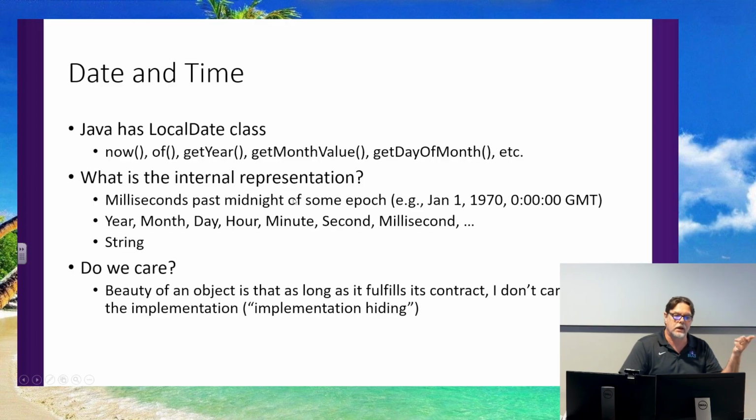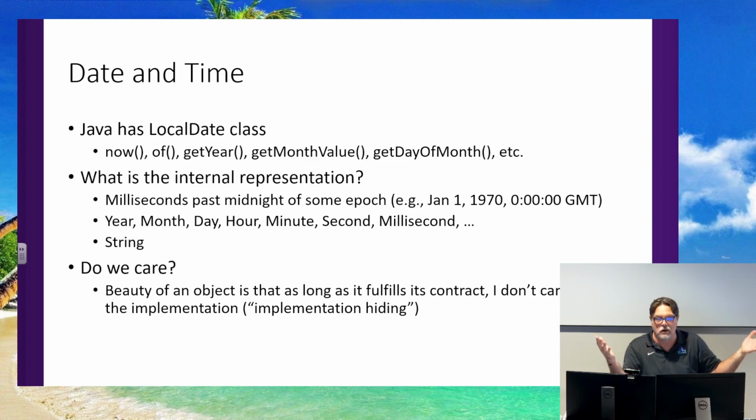But going back to our example here with the base pay thing and hiding the implementation, I just want to throw this out there. What is the internal representation in that local date object if you create an instance of it? Inside, is it holding on to some big number of seconds past some date, or milliseconds since January 1st, 1970? Or internally, does it have variables representing properties for year, month, day, hour, minute, second, millisecond, etc.? Or does it have a string representation of it?